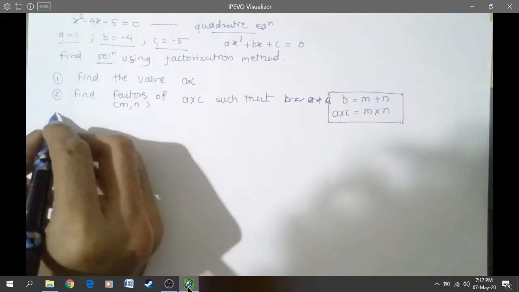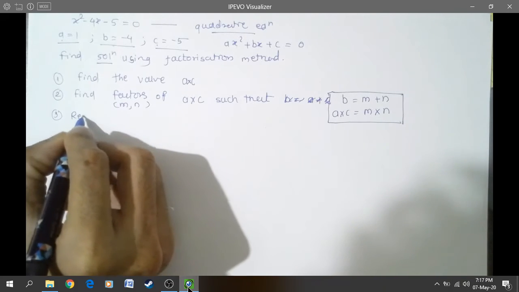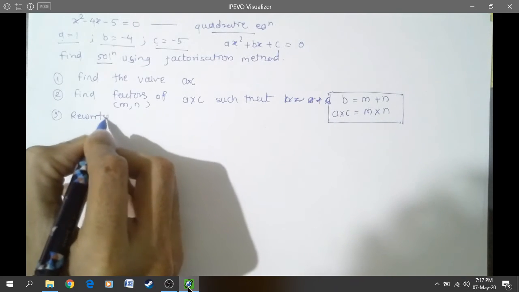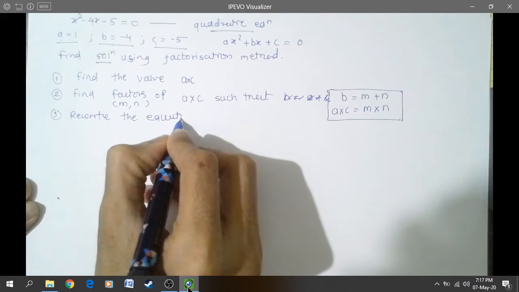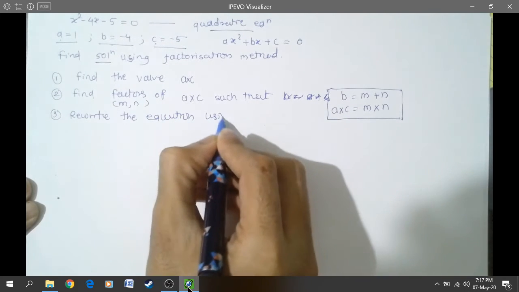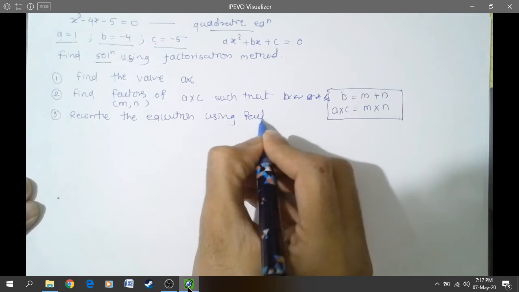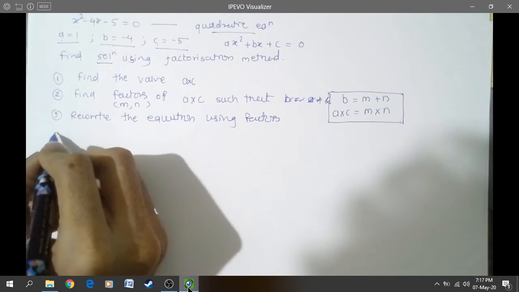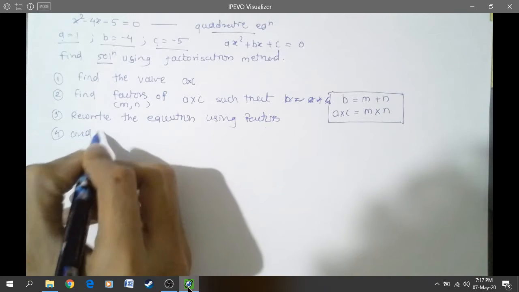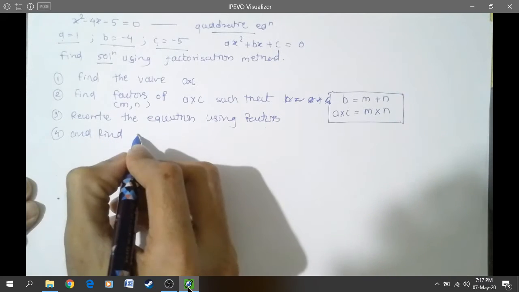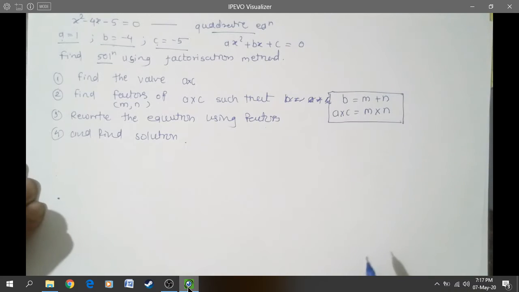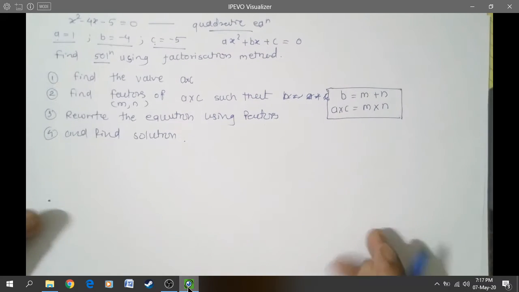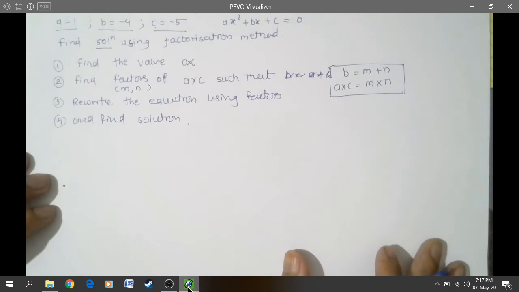Then rewrite the equation using the factors and find the solution. So these are the steps for the factorization method. We will solve it by using these steps.